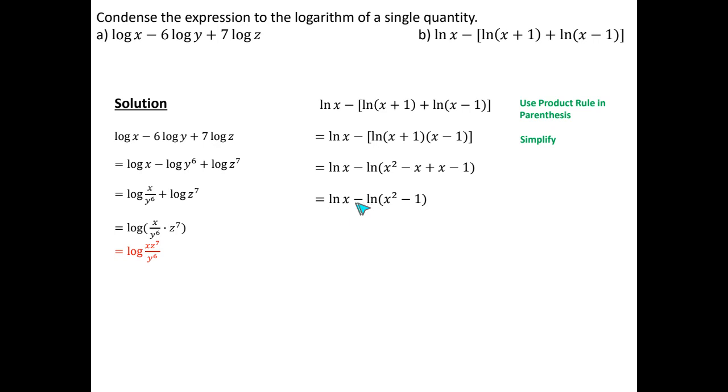Now they're being divided. They're being subtracted. So we're going to combine them using the quotient rule, which tells us to divide. So we're going to have natural log of x divided by x squared minus 1. Okay, so those are using your product, quotient, and power rules.